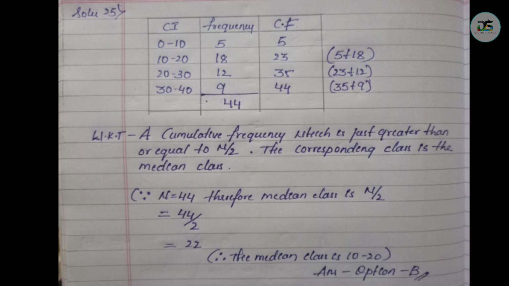Then we know that the class whose cumulative frequency is just greater than or equal to n by 2 is the median class. As n is equal to 44, n by 2 is 44 by 2, which is 22. So the median class is 10 to 20. The right answer is option B, 10 to 20.